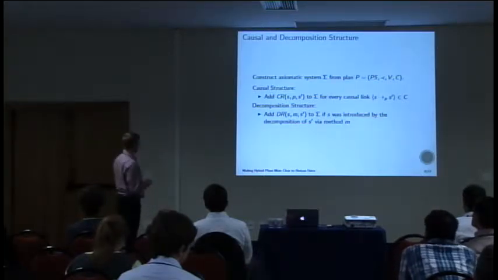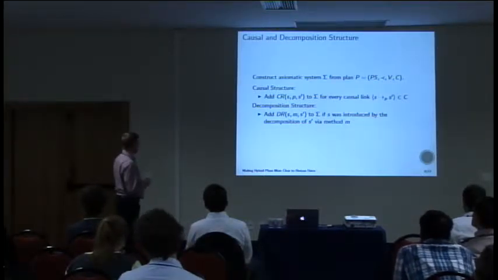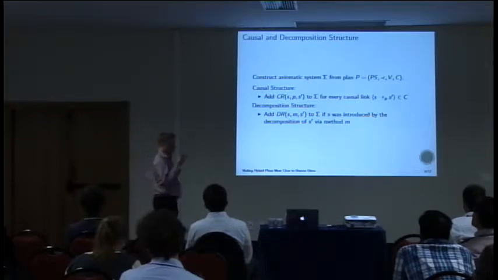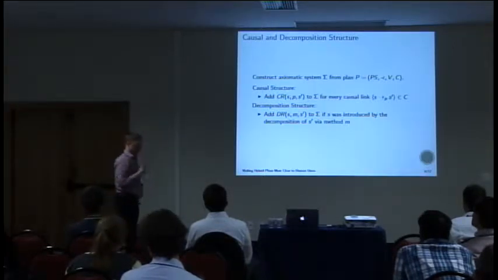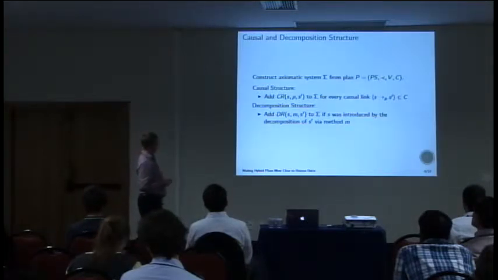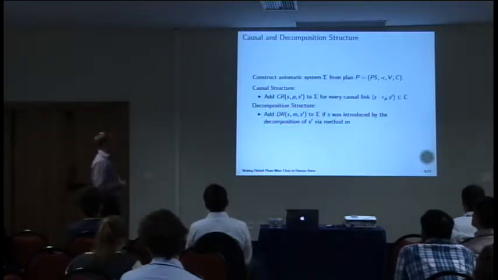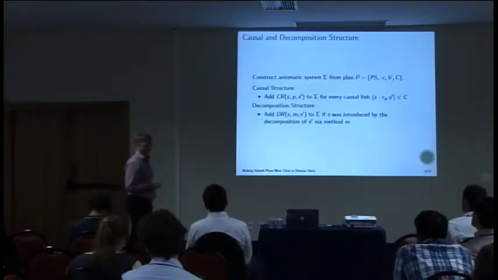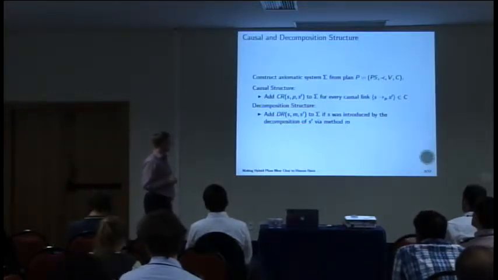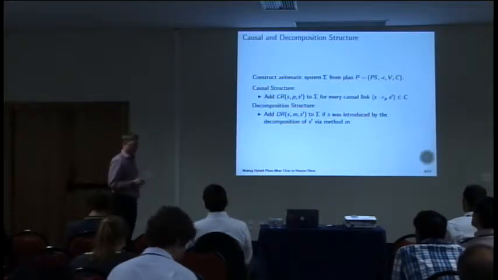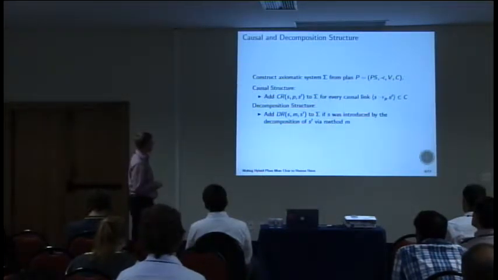And so in the same manner, the decomposition structure describes how during planning abstract plan steps were decomposed into primitive plan steps. So for every plan step S that was introduced into the plan by the decomposition of an abstract plan step S prime through a method M, we insert an atom with corresponding arguments over this predicate symbol dr into our axiomatic system, where dr is short for decomposition relation.